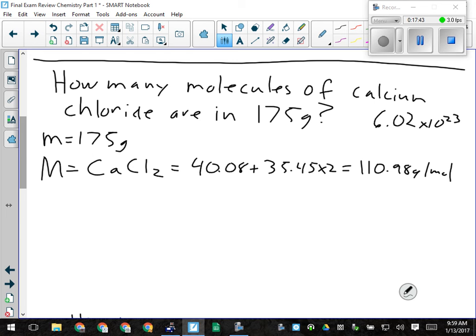If I'm going to calculate the number of molecules, I need to get N first. What am I going to do with N once I have it? I'm going to multiply it by Avogadro's number, because Avogadro's number is the number of molecules in one mole. If I multiply by how many moles I have, that'll tell me how many molecules I have in total. So I've got to calculate N, and N equals little m over big M. So that'll be our 175 grams divided by 110.98 grams per mole.